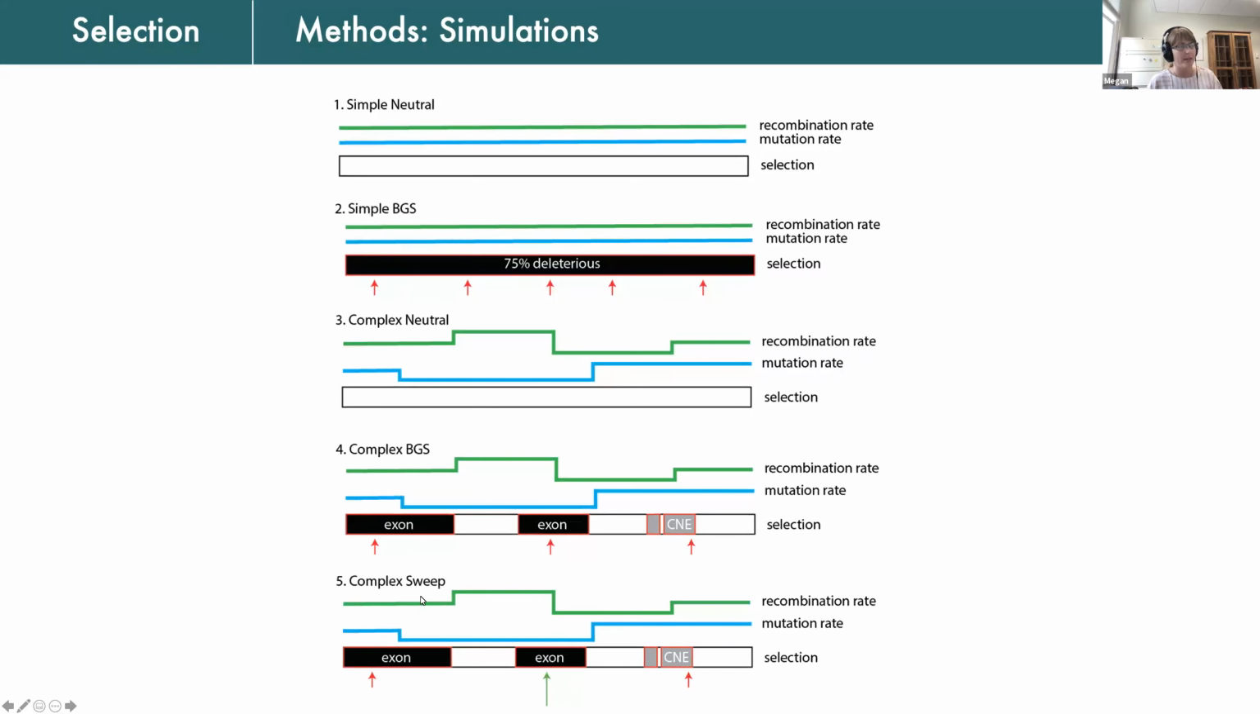And then finally, we had a complex sweep model. This is built on top of that complex background selection model, but we also have a beneficial mutation that's introduced and allowed to sweep to fixation.